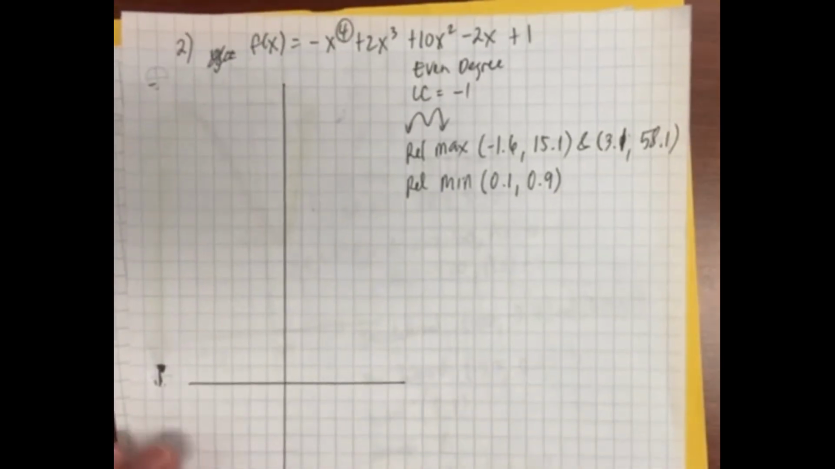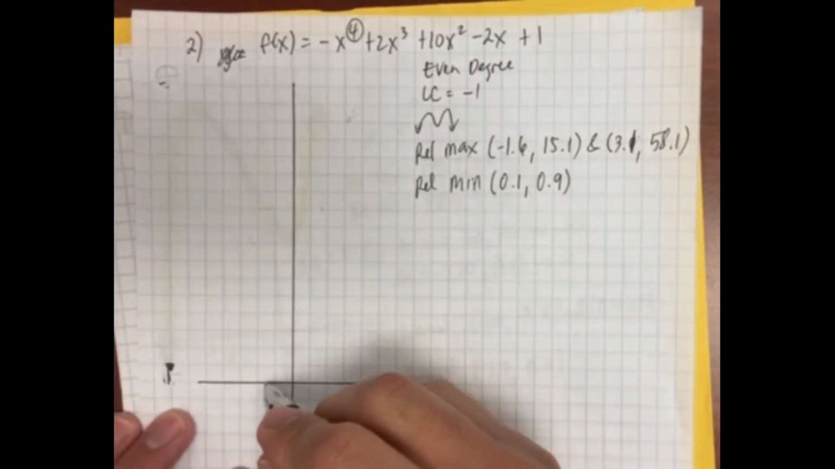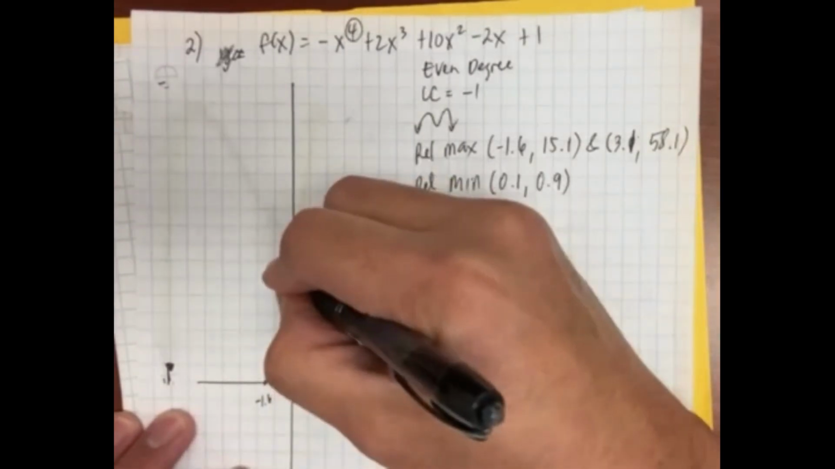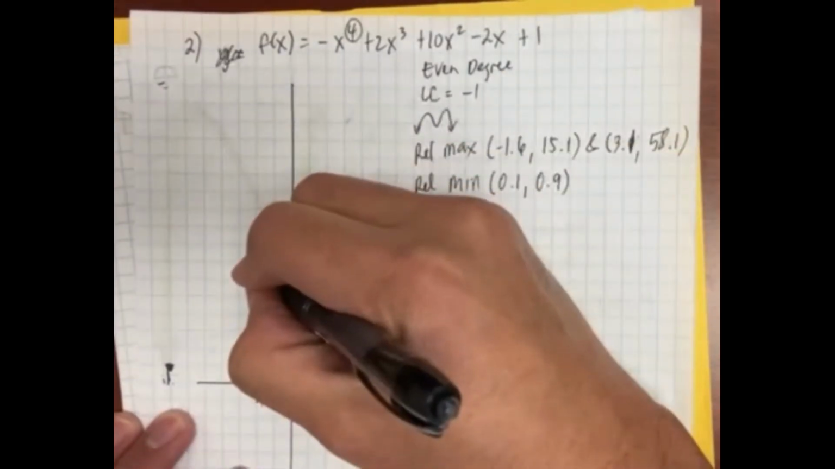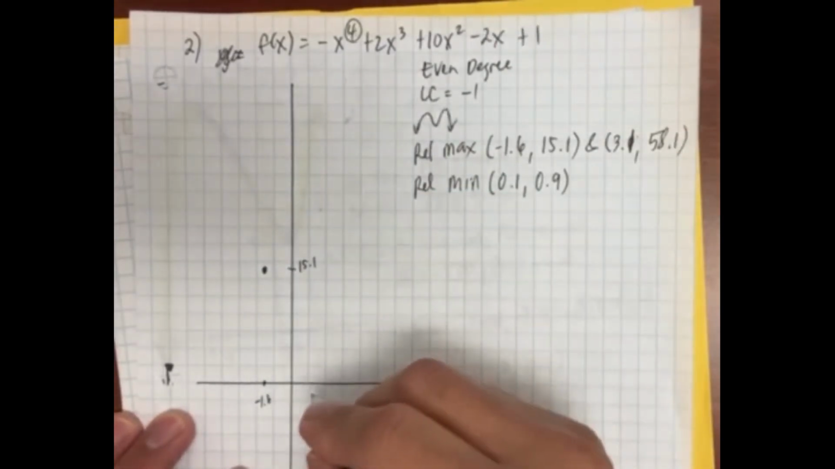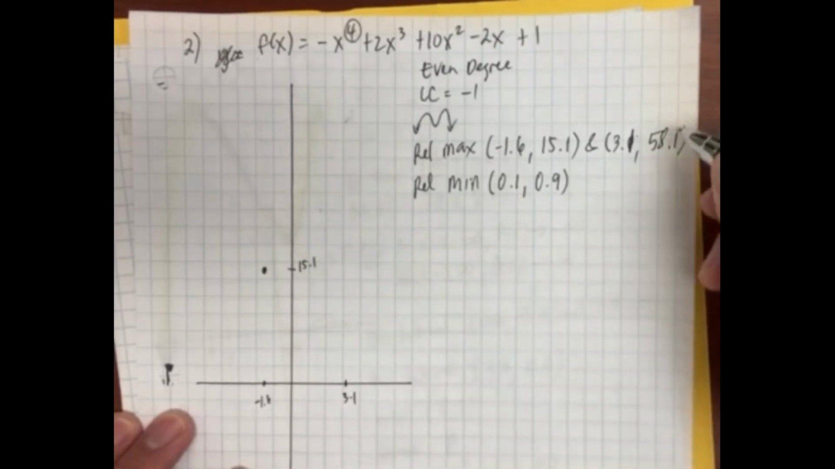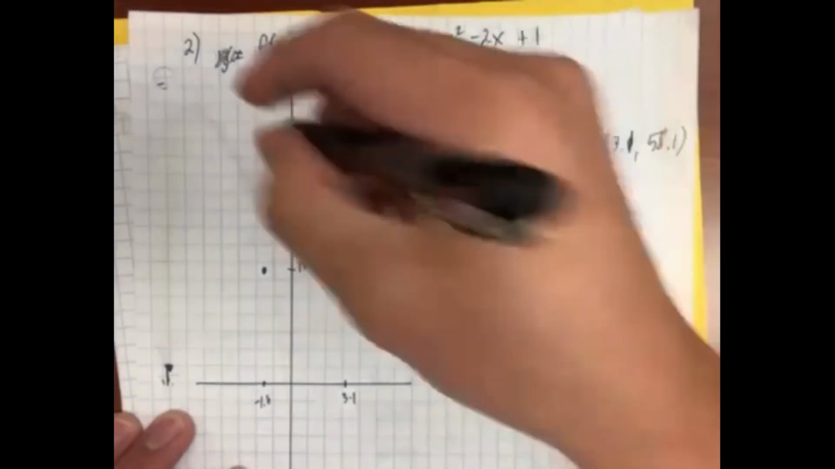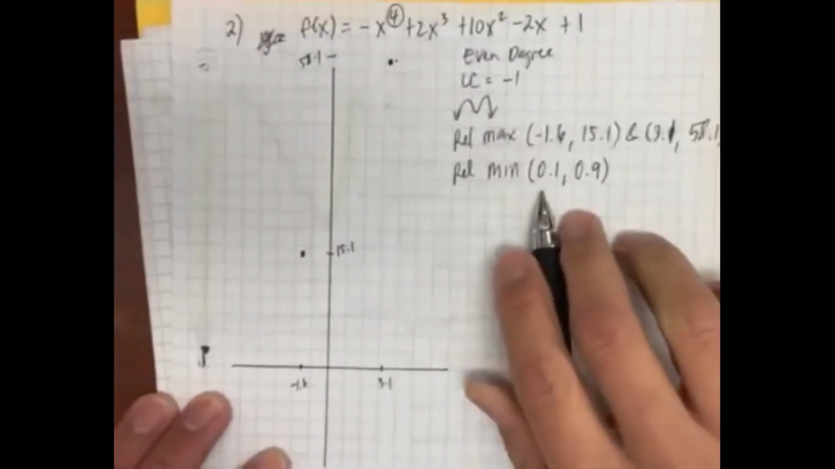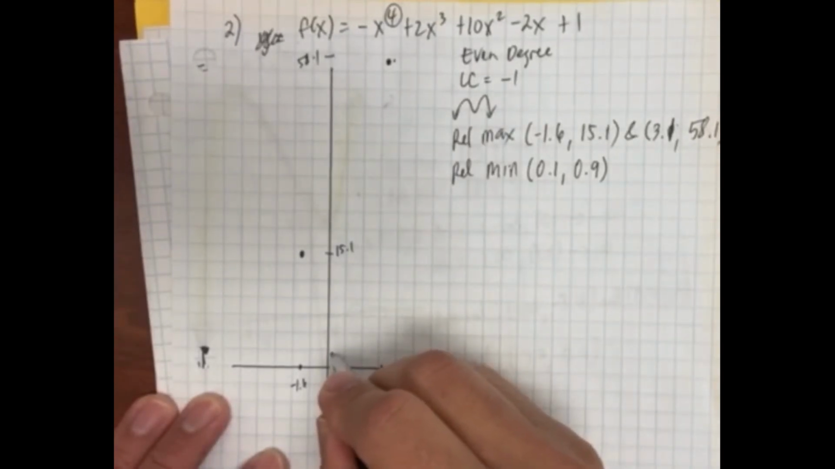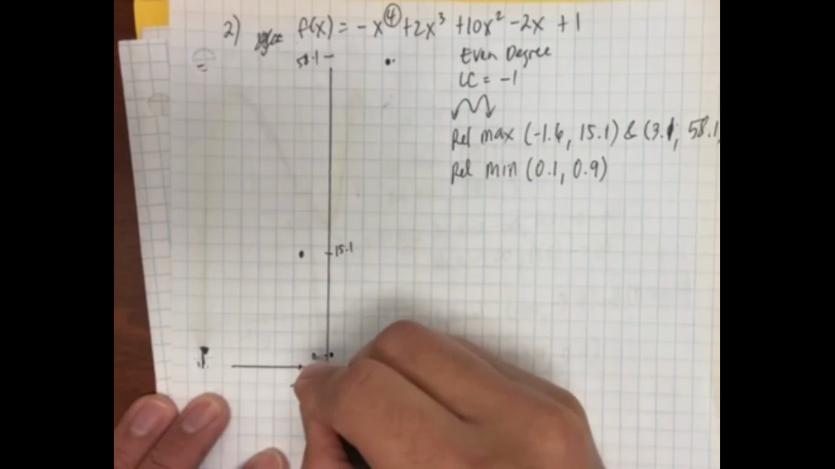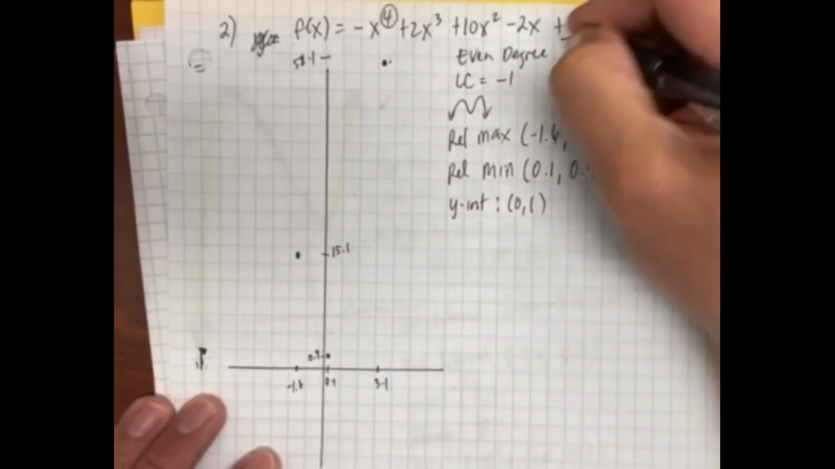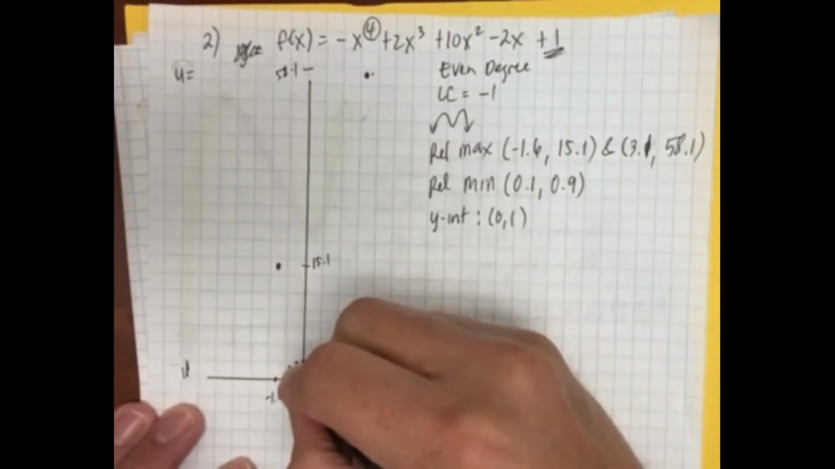So let's try to plot the points here. I have negative 1.6 right here, and 15.1 approximately. Let's say this is 15.1 here. So let's say the graph is right there. And we have 3.1, and 58.1, let's say it's the highest possible there. I have 0.1, 0.9 right here. That's 0.1, and this is 0.9. Another thing that you have to remember is that your y-intercept here is 0, 1 because this is 1, the last number. So it's going to cross this point here.